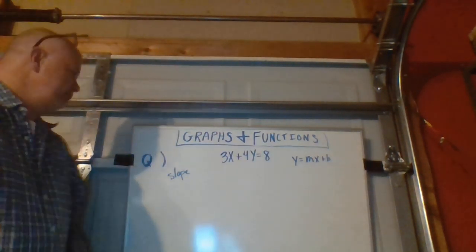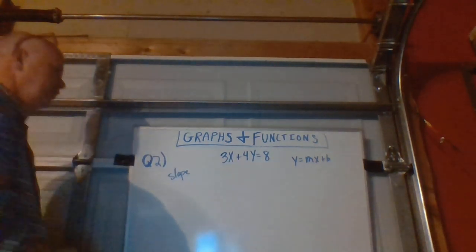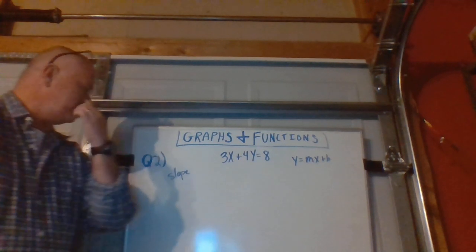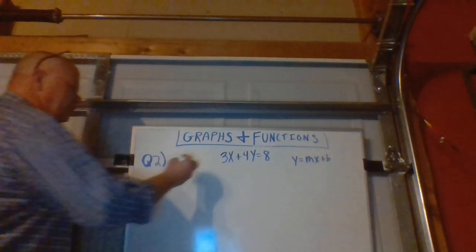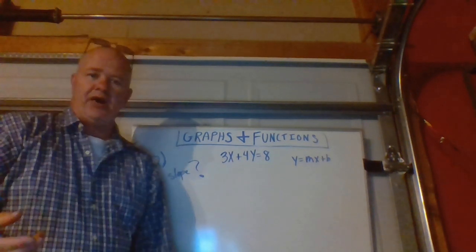Okay, question number 2. They give us an equation, 3x plus 4y equals 8, and they ask us, what is the slope? Well, there's a lot more to this than meets the eye.